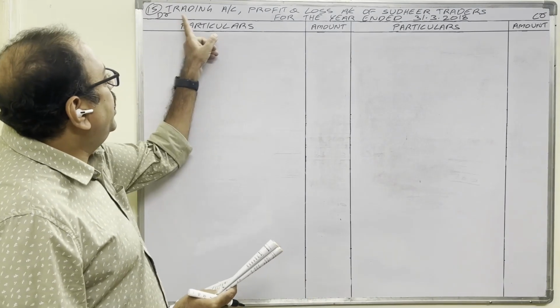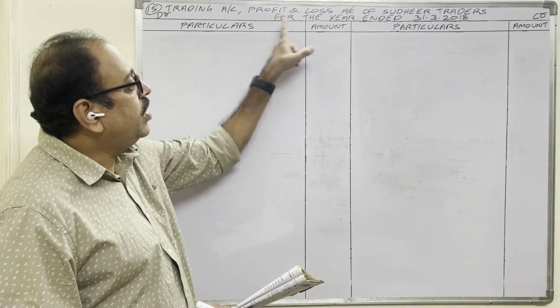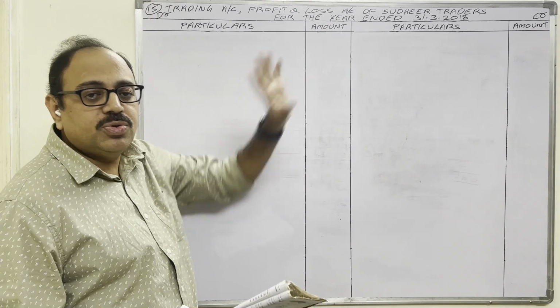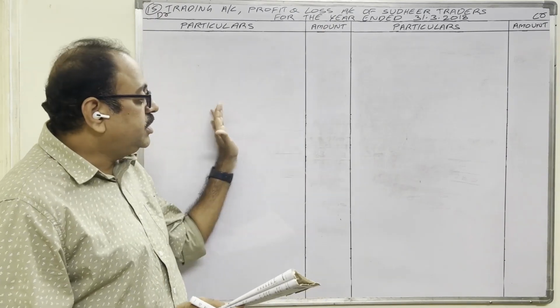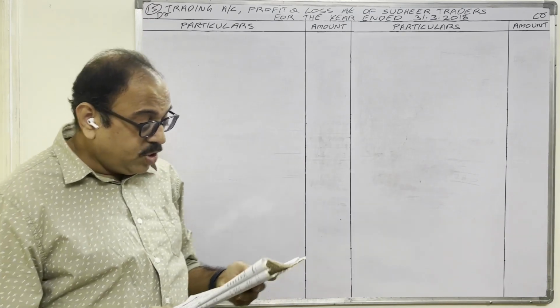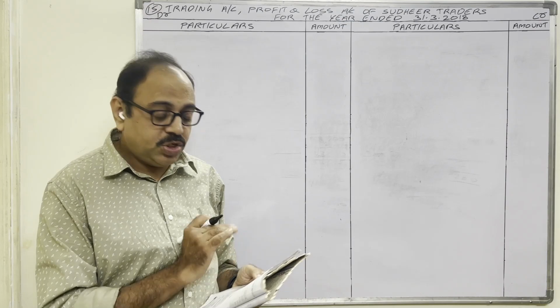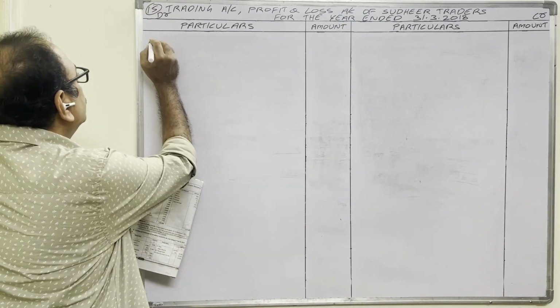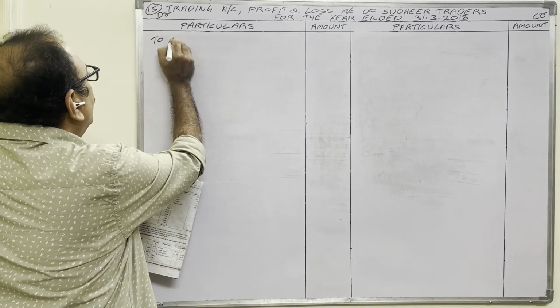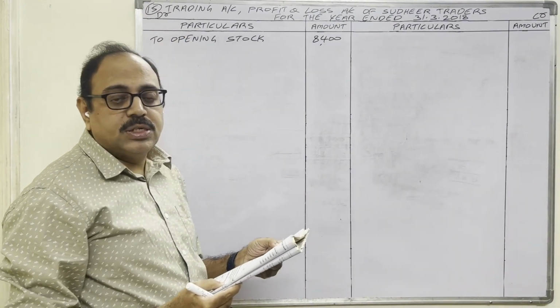Heading: Trading account, profit and loss account of Sudhir Traders for the year ended 31st March 2018. Debit side, credit side. First, trading account. We should start with opening stock. In the trial balance, debit side, opening stock is given, 8,400. To opening stock 8,400.